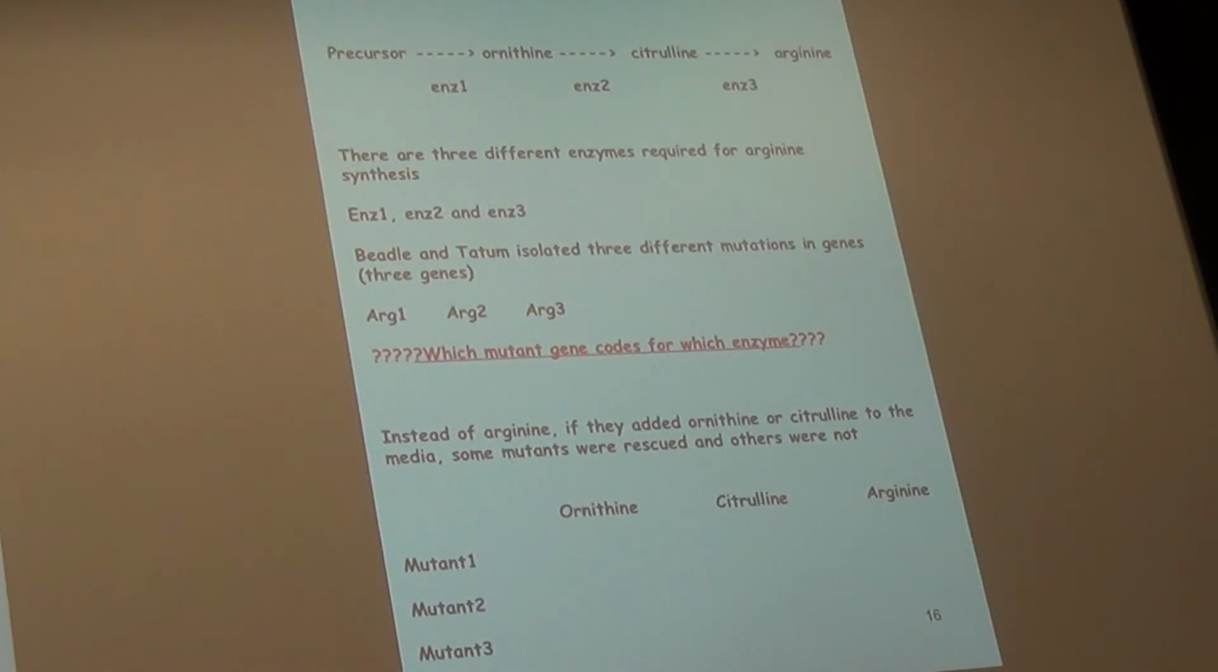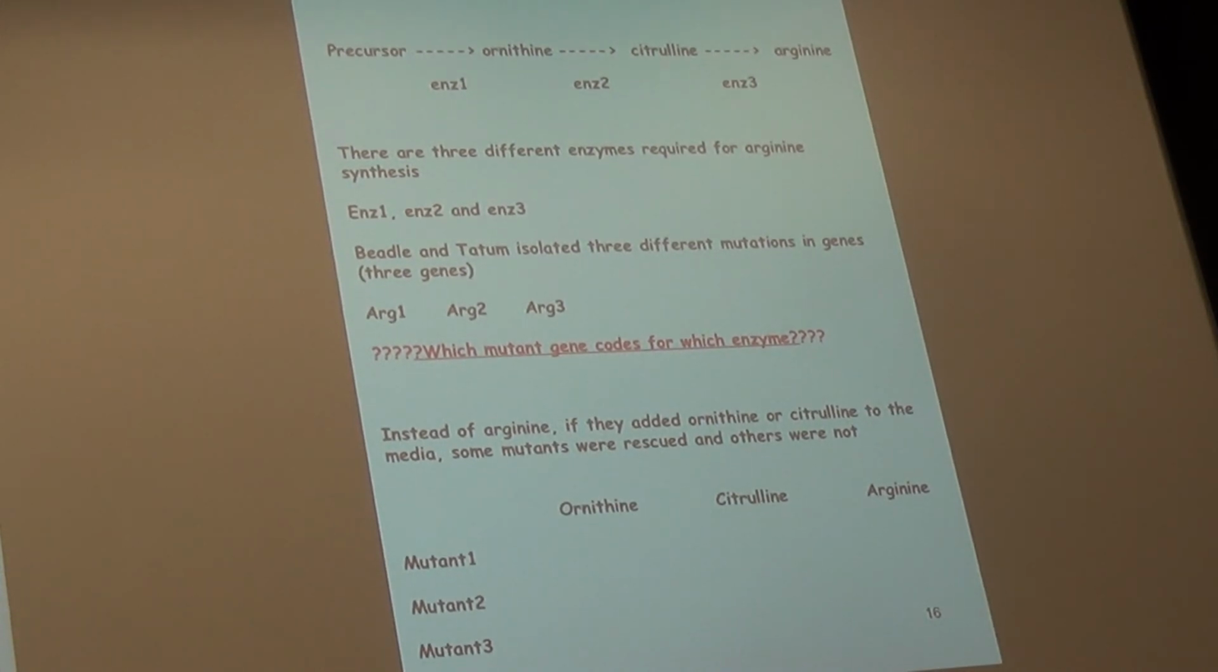And so you do the same experiment that you've been doing before, but instead of feeding them arginine, you feed them the precursors. So you start with the minimal media, the salt and the sugar, and now you feed the cells ornithine, or citrulline, or arginine. You feed them just one of these intermediates in the pathway, and you ask the question, what's going on?